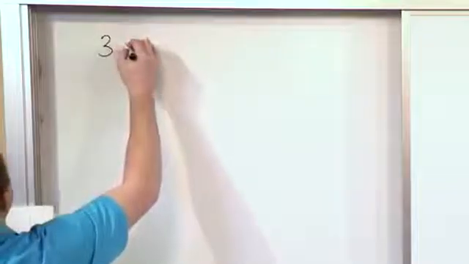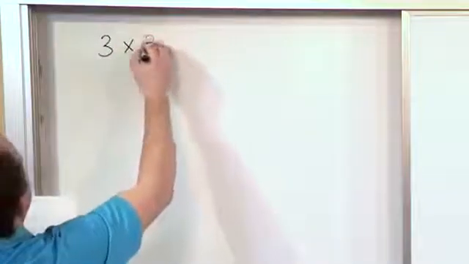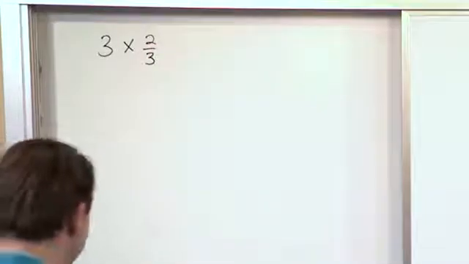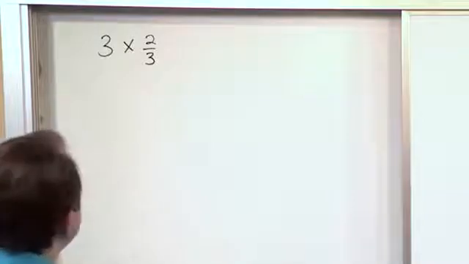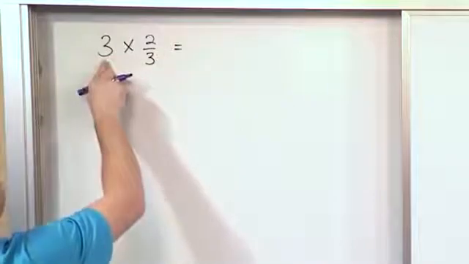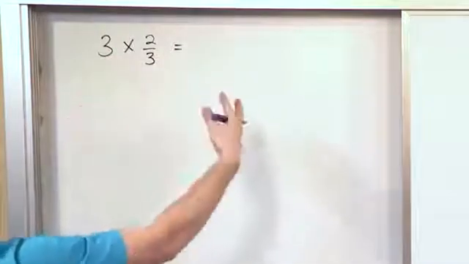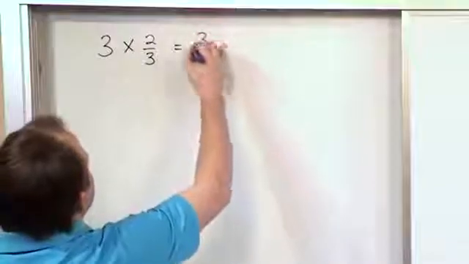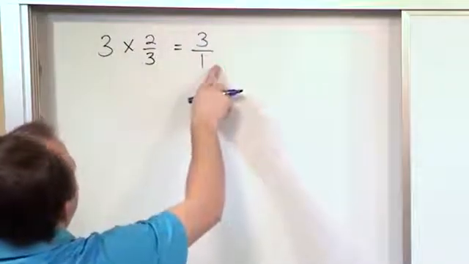Multiply 3 times the fraction 2/3. All right? Now, you would look at this and you would probably say, I have no idea how to do that. But then you should remember something from a previous lesson that we have discussed. And that is that any whole number that you have, whether it's 3 or 5 or 7 or 10 or anything else, you can always write it as the number divided by 1, or the number over 1.